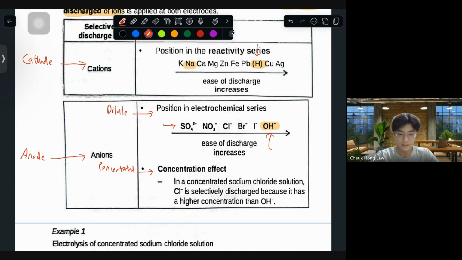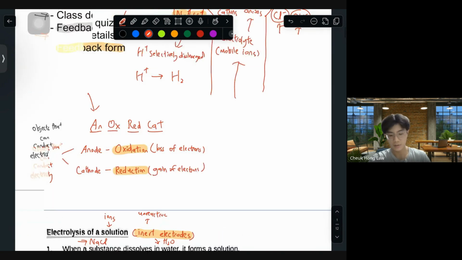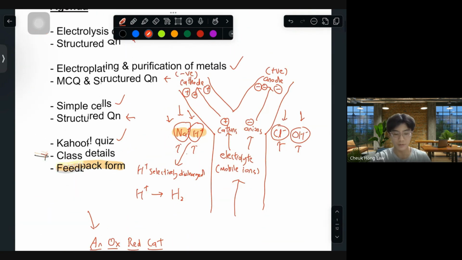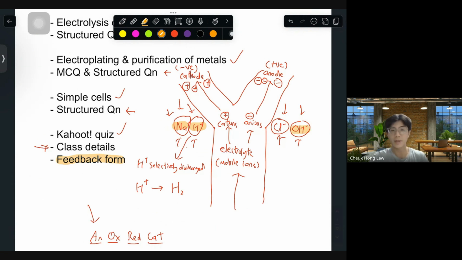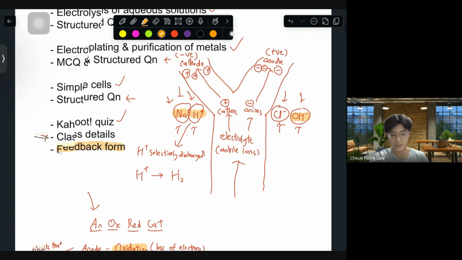And in all your dilute solutions, you will have water, right? You have a lot of water. So your water is made out of H plus and OH minus. So there definitely will be OH minus ions. That means OH minus is always the one to be selectively discharged. So if I'm talking about dilute solutions, OH minus will be the one that is selectively discharged.